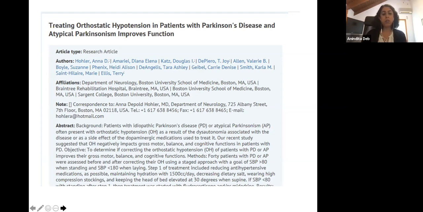And this goes into some of the detail on what was done for treatment, including reducing the antihypertensive medications, maintaining hydration, potentially decreasing dietary salt, wearing high compression stockings, keeping the head of the bed elevated at 30 degrees. So these are some of the things that can be done to help with the orthostatic hypotension.